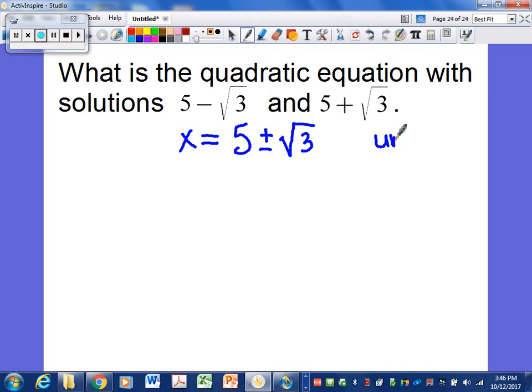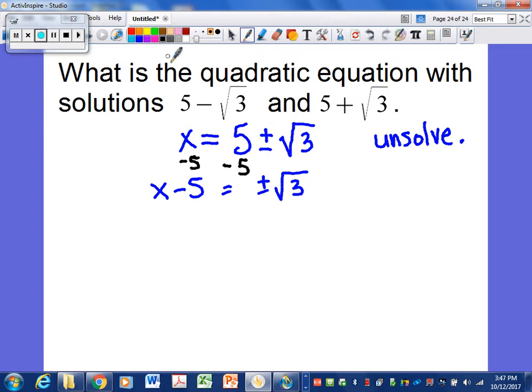Now what I want to do is unsolve this answer, and come up with a quadratic that will give us these things as the answers. So our first step to unsolving this is subtracting the 5 from both sides. So I have x minus 5 equals positive and negative square root of 3.